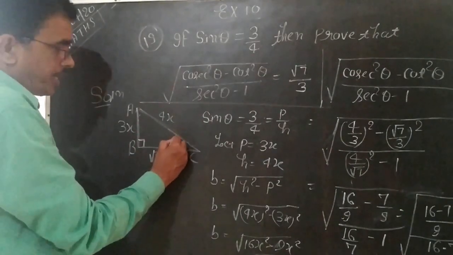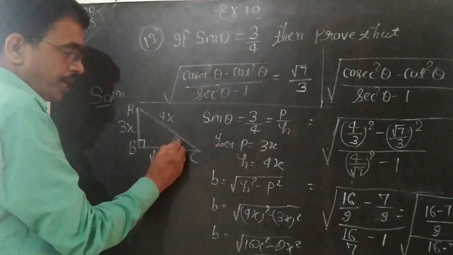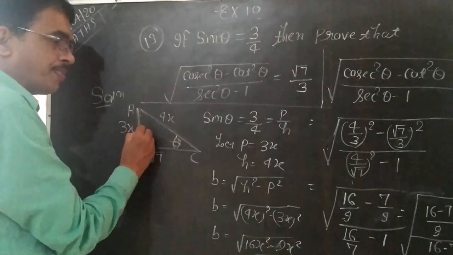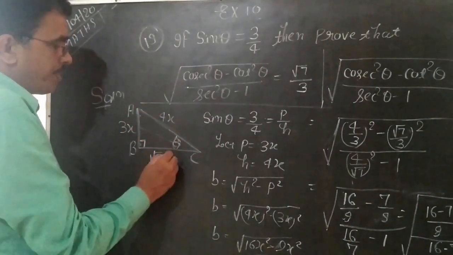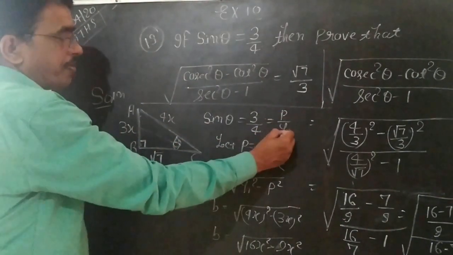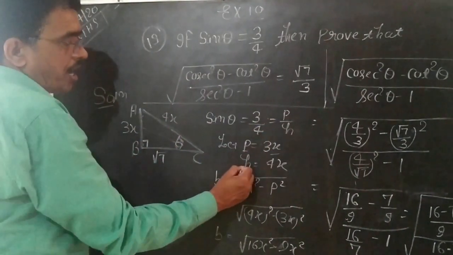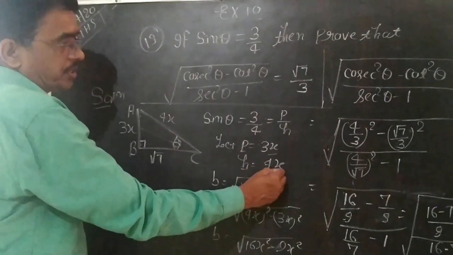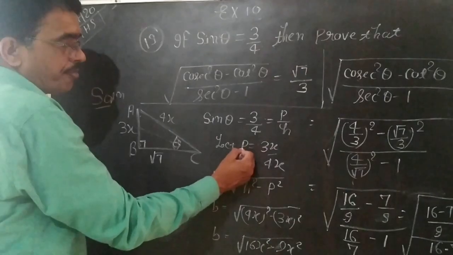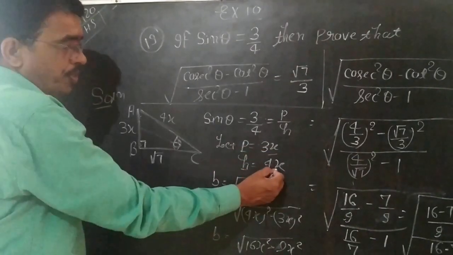We write theta here. Then perpendicular is AB. Just opposite of theta is the perpendicular. So perpendicular is AB, and the remaining BC is the base. Now it is p by h. So p is 3x and hypotenuse is 4x, because it is given in ratio form. So you take the ratio to be x. Then perpendicular is 3x, hypotenuse is 4x.